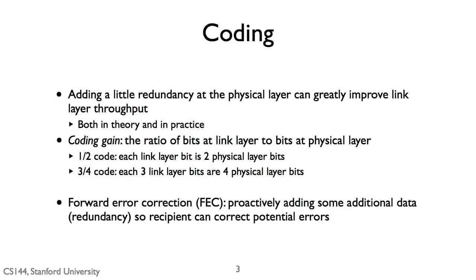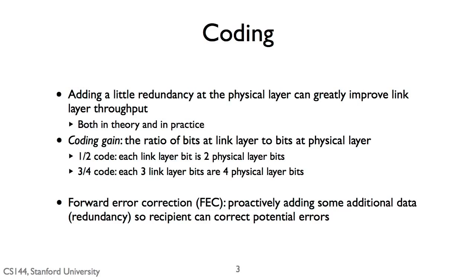When we talk about coding, we also talk about coding gain, which is the ratio of bits, in this case the link layer, to the bits of the physical layer. Coding gain is more general than that, but within networks usually we're talking about the physical layer and the link layer. So a 1/2 code means that we turn one link layer bit into two physical layer bits. So there's one redundant bit for every bit. A 3/4 code is we turn 3 link layer bits into 4 bits at the physical layer. And this process is forward error correction.